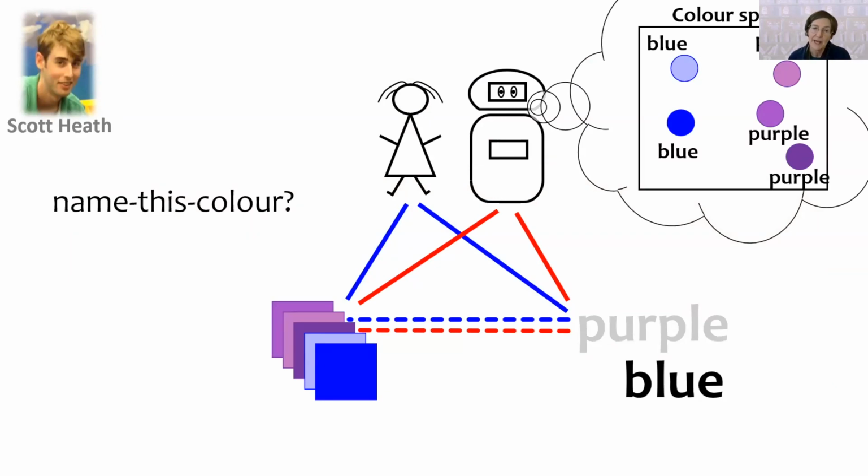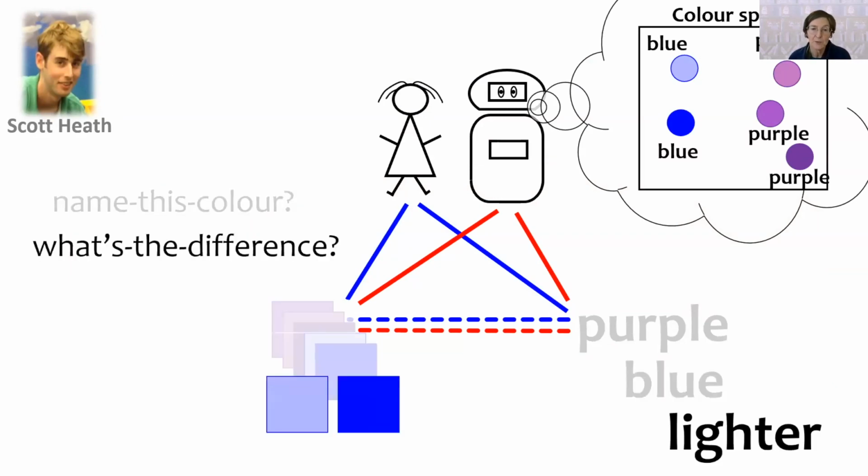And then the game switches from name this color to what's the difference. So with two patches, what's the difference? It's lighter. The robot is now able to do something interesting. It can begin to label the dimensions of difference in its color space. So in this case, hue and intensity.